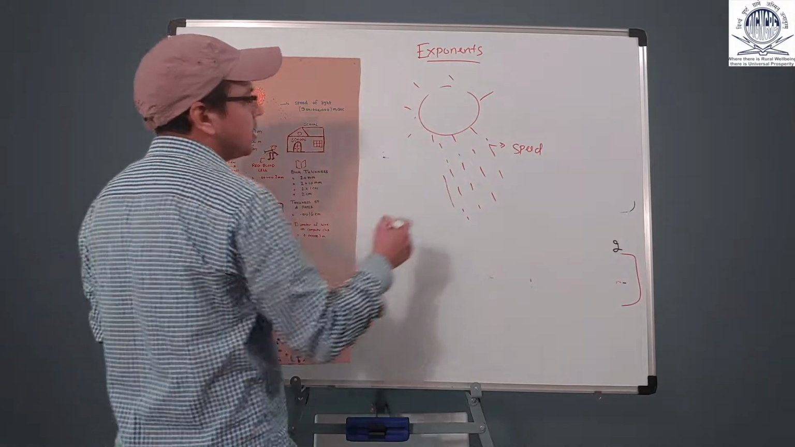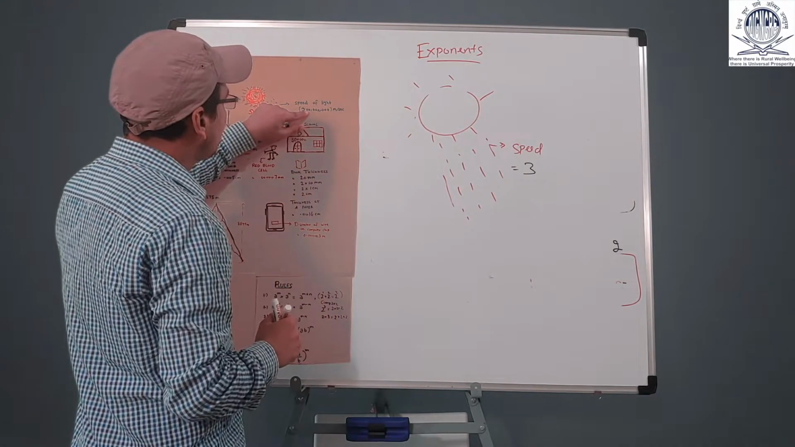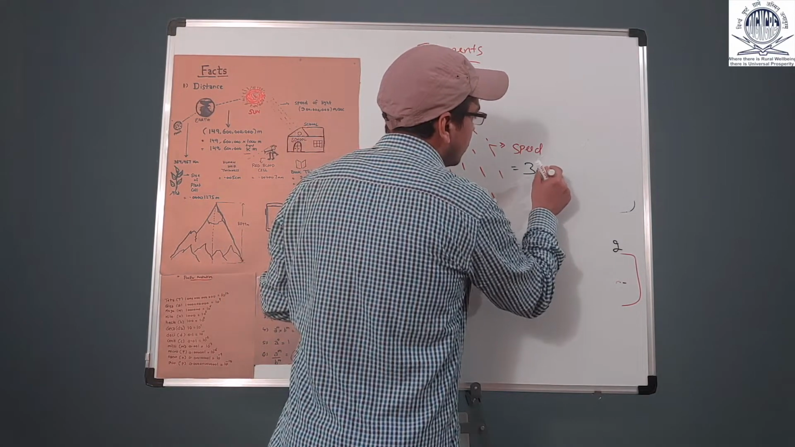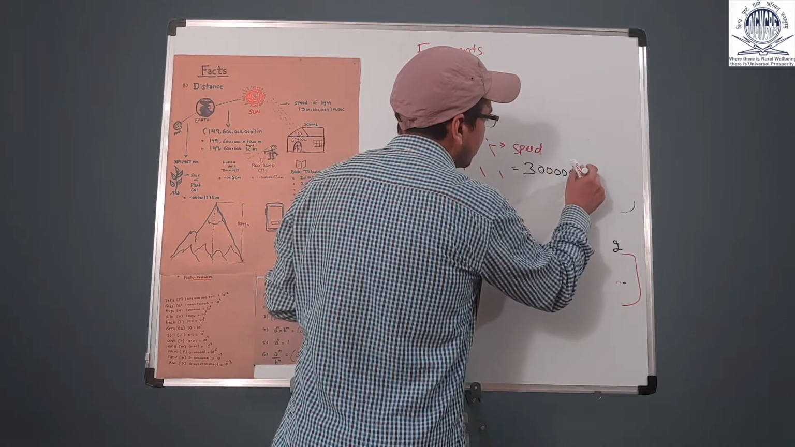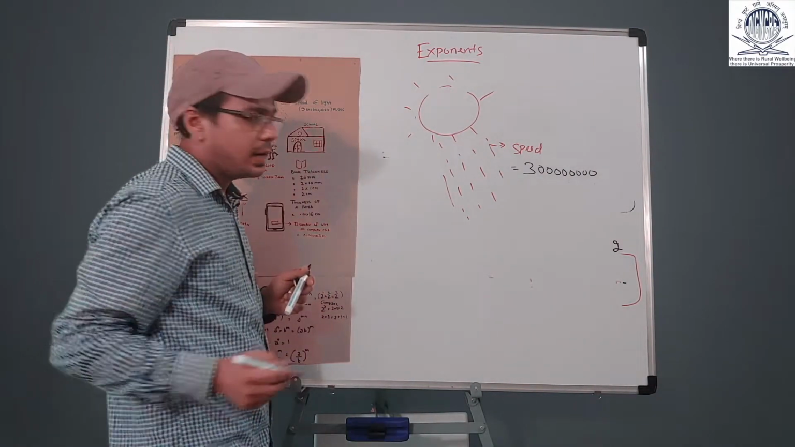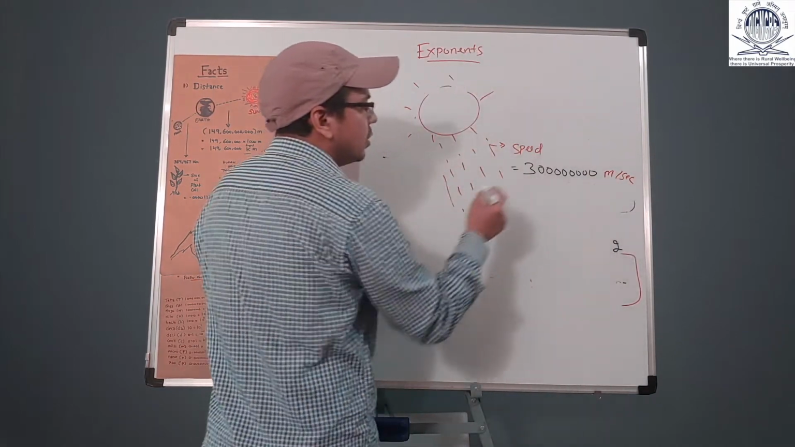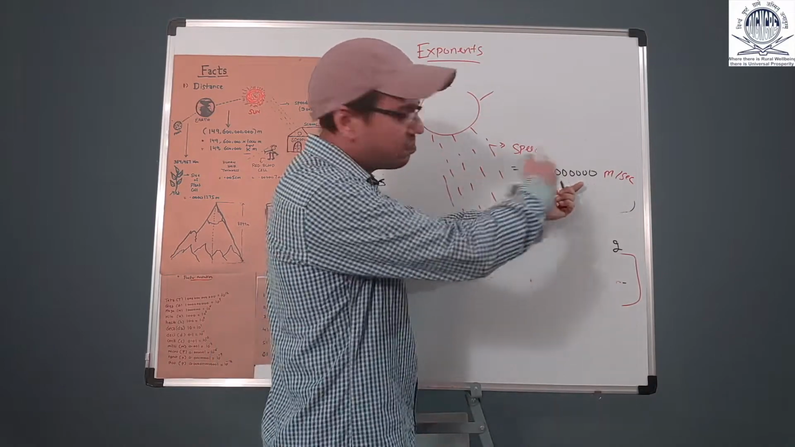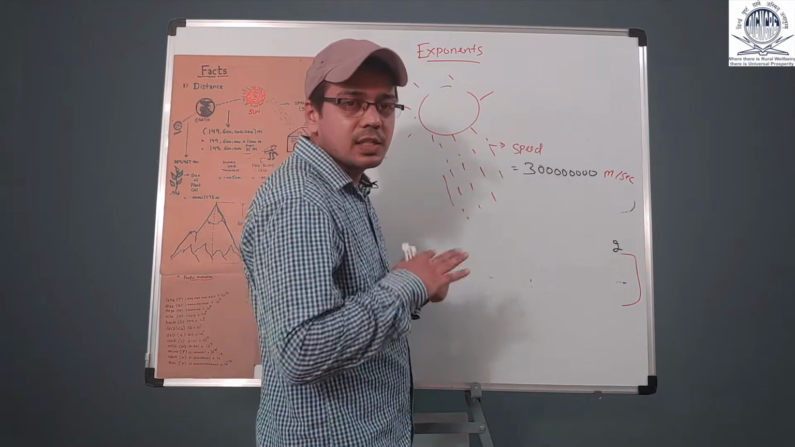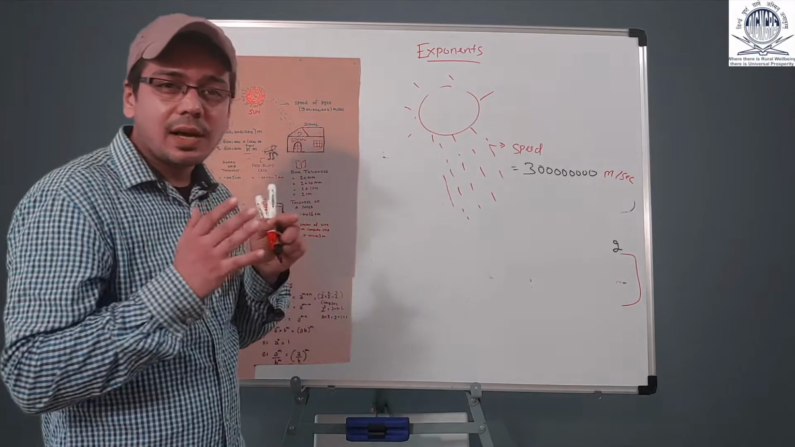It's mentioned the speed is equal to 3, and how many zeros? 1, 2, 3, 4, 5, 6, 7, 8. So it's 3 and 8 zeros, and there's a unit. Guess what? The unit is meters per second. So what it means essentially is that it's traveling those many meters in just a fraction of a second. It's traveling that fast. Now isn't that amazing?